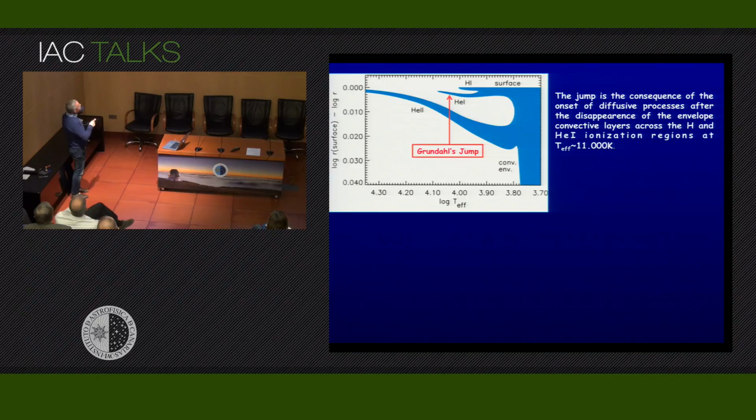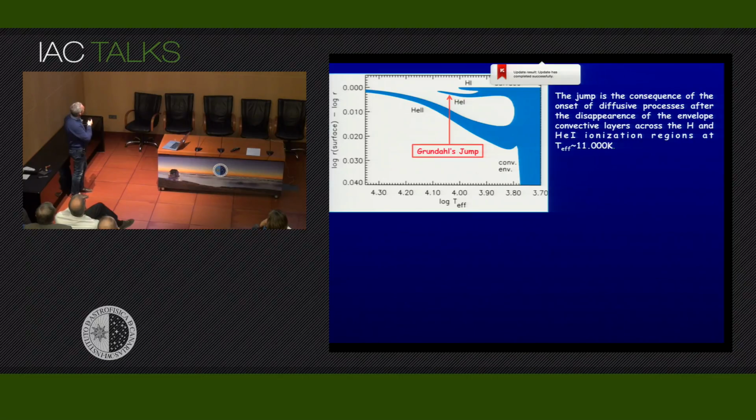In cool horizontal branch stars, you have an extended convective envelope. This is the reason why diffusion has no impact and levitation has no impact, because mixing erases the effect of diffusion and levitation. But when you go to hotter effective temperatures, the convection zone disappears. There is the hydrogen 1, helium 1, and helium 2 convective zone.